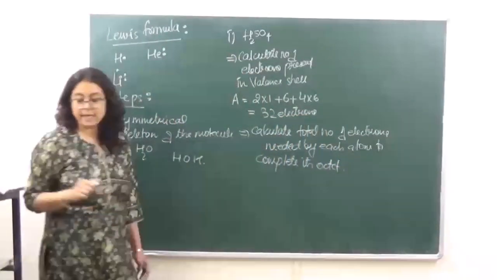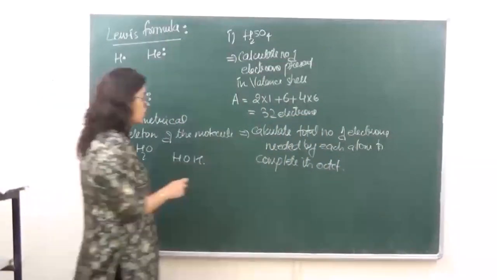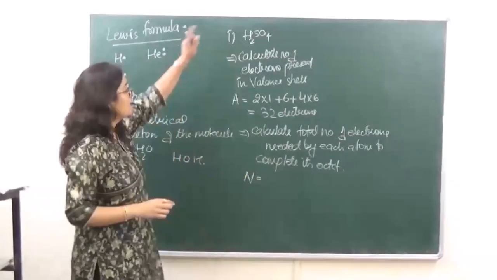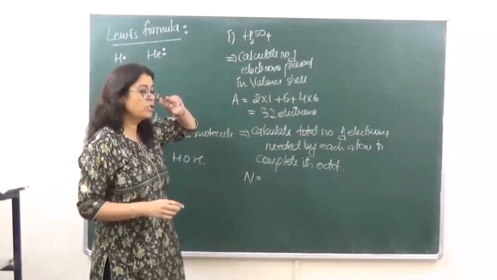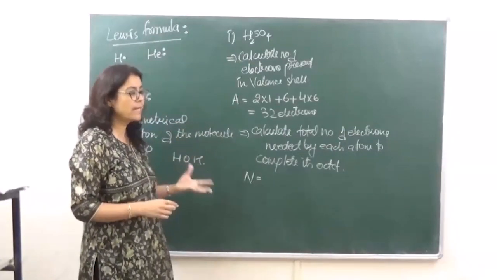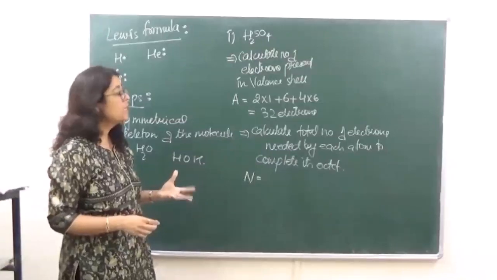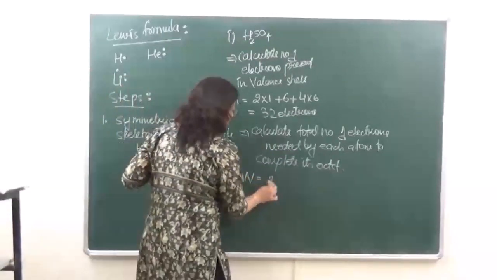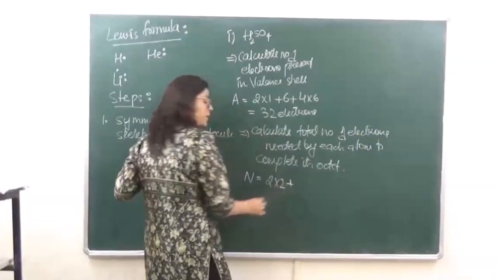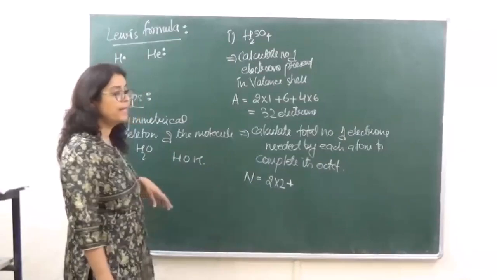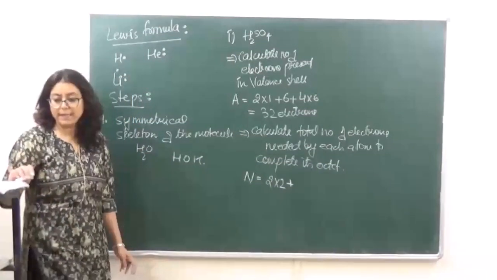Right? This is the second step. So let's say that this is equal to n. Again, we're taking the same example over here. In case of hydrogen, the total number of electrons to complete the duplet, because hydrogen does not have any octet, so duplet means 2 electrons. So here, what will come? 2 into 2. Okay. Then sulfur needs how many electrons to complete its octet?